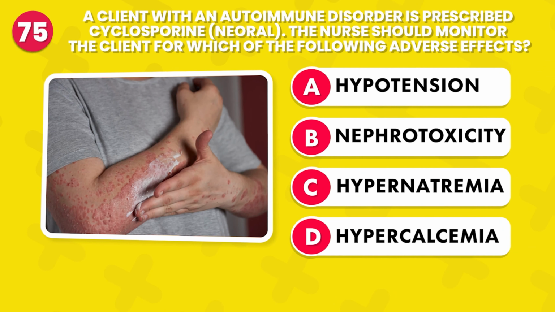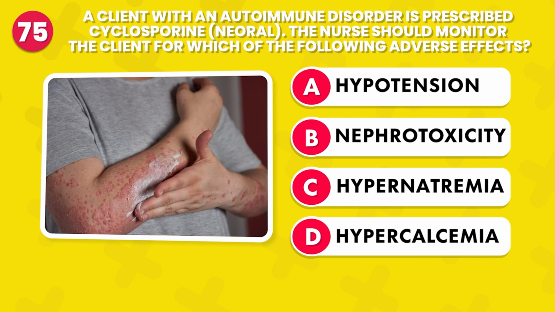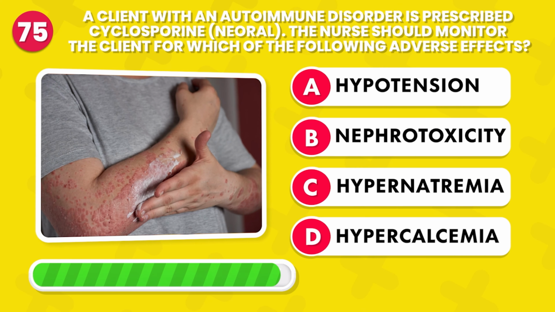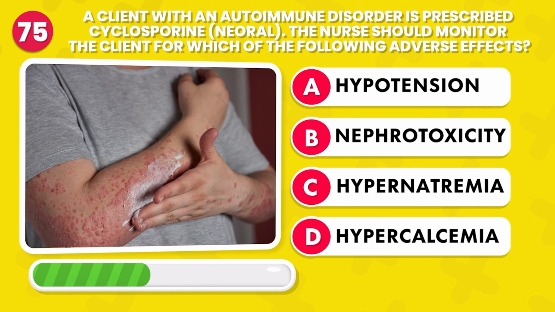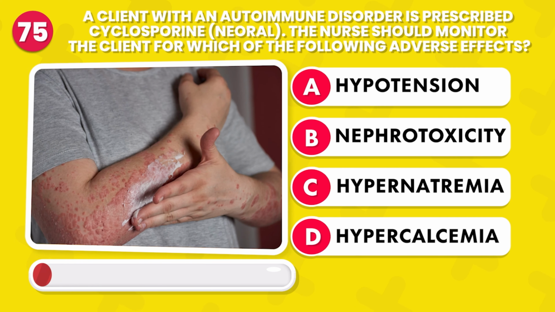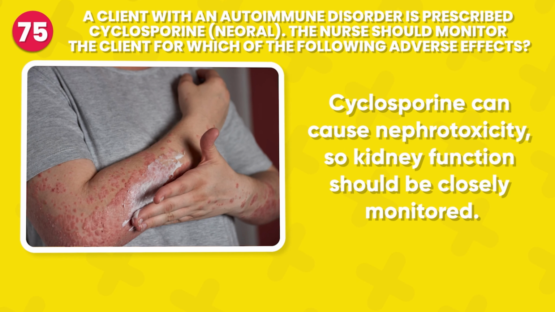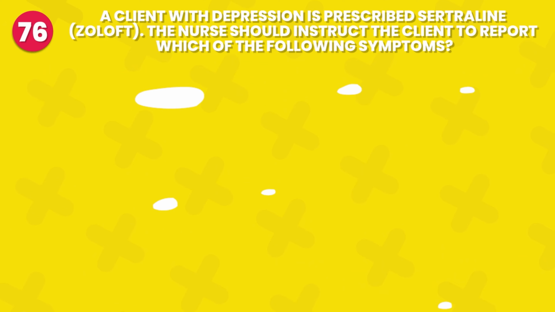A client with an autoimmune disorder is prescribed cyclosporine, Neoral. The nurse should monitor the client for which of the following adverse effects? A. Hypotension. B. Nephrotoxicity. C. Hypernatremia. D. Hypercalcemia. It's B. Nephrotoxicity. Cyclosporine can cause nephrotoxicity, so kidney function should be closely monitored.